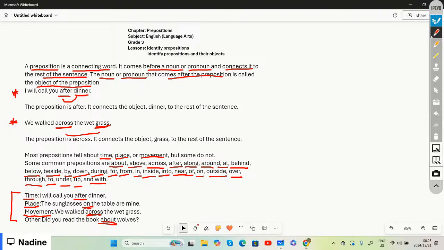And then also when it comes to that noun, right? Remember we said that a preposition comes before the noun or before a pronoun. So that noun or pronoun that comes after the preposition, we call that the object of preposition. We have preposition of time that tells us when something happens. We have preposition of place that will tell us where something happens, where something is, where you put something. Preposition of movement, and then sometimes it's just other. And these are the common prepositions.